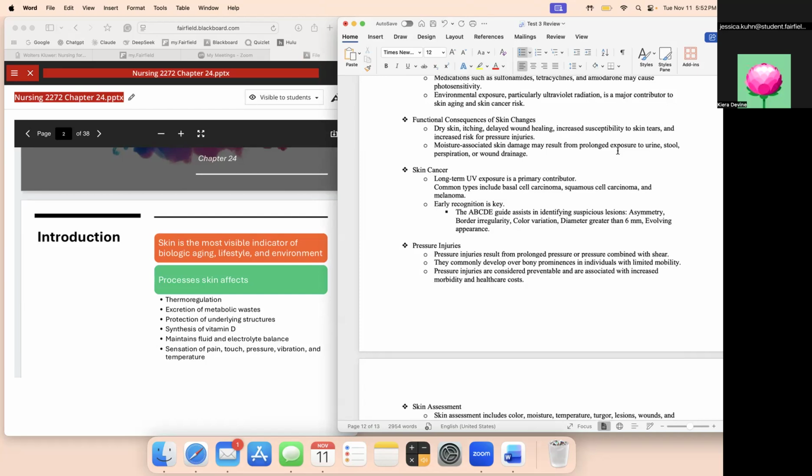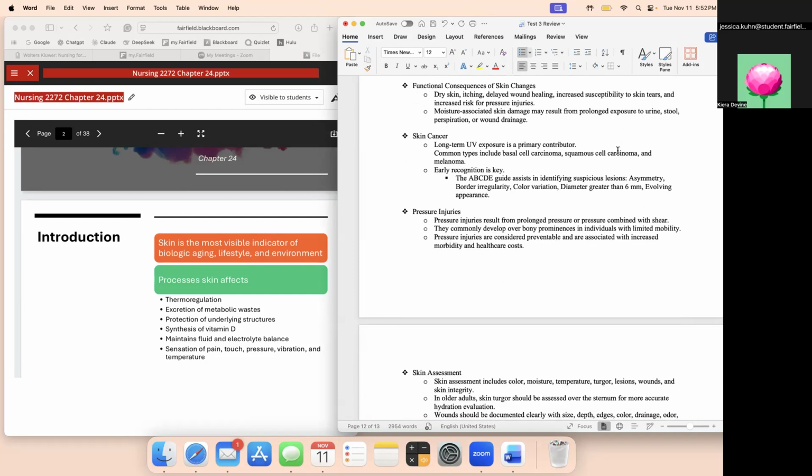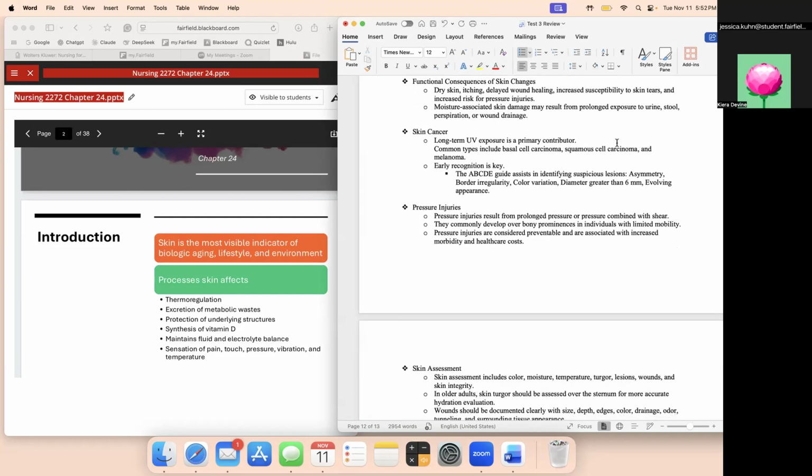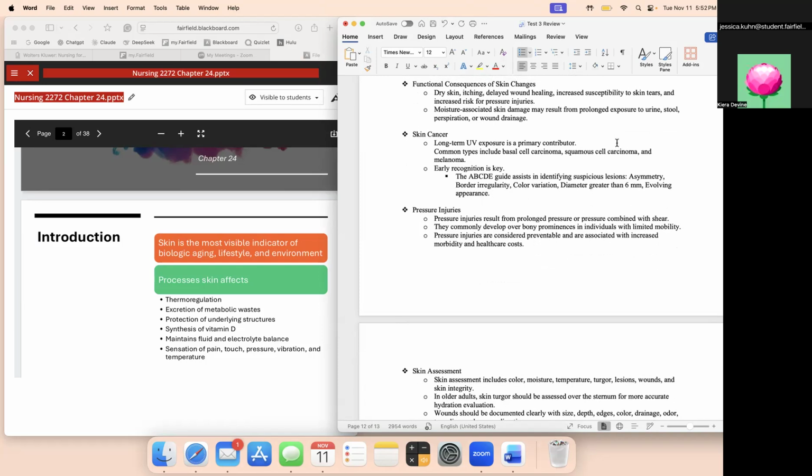Environmental exposure, particularly ultraviolet radiation, so the UV rays, is a major contributor to skin aging and skin care. So the use of SPF earlier in life, as we all know, is linked to healthier skin outcomes.